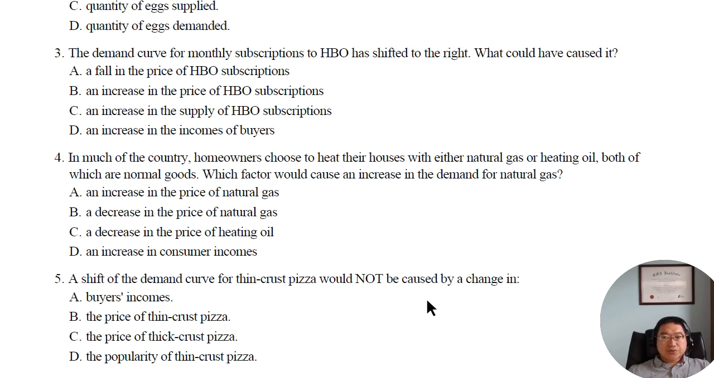Let's look at question 3. The demand curve for monthly subscription to HBO has shifted to the right. Okay, now it's a demand curve shift. The whole line, the whole curve, okay, the whole curve moved from this place to another position, shift to the right. What would have caused it? Now this is about not only the movement of demand curve, also about the causality, right? What's the reason?